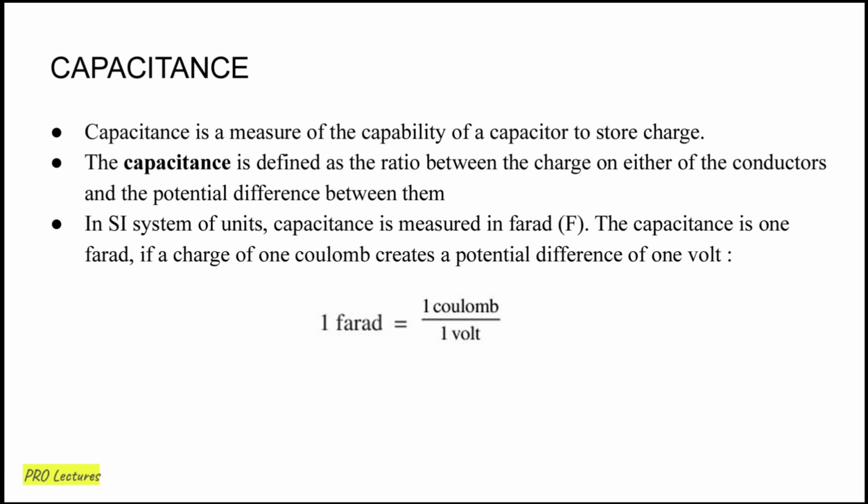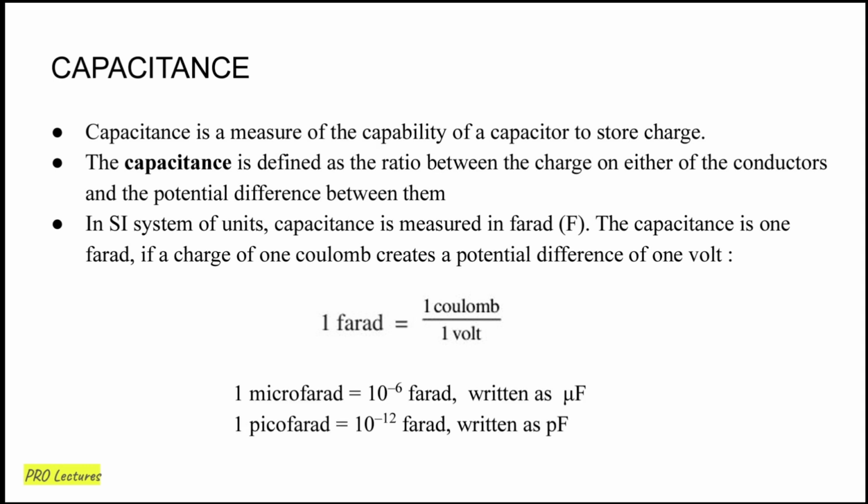In the SI system of units, capacitance is measured in farads, abbreviated as capital F. 1 farad is defined as the capacitance when a charge of 1 coulomb creates a potential difference of 1 volt. In other words, 1 farad equals 1 coulomb per 1 volt. However, a coulomb is a very large unit of charge, so farads are quite large too. In practice, capacitors are often measured in small units like microfarads, which is 10 power minus 6 farads, or picofarads, which is 10 power minus 12 farads.